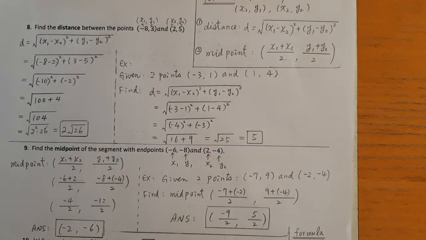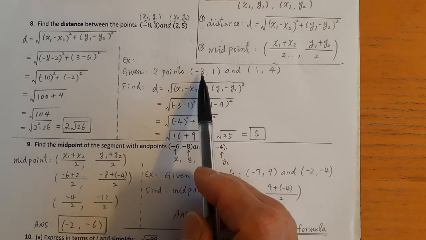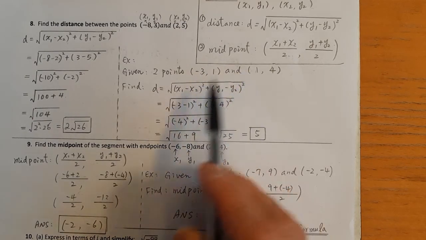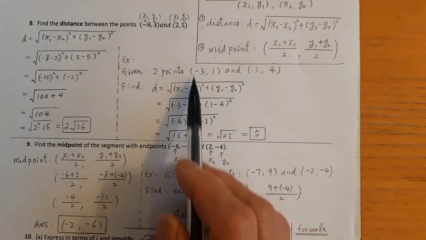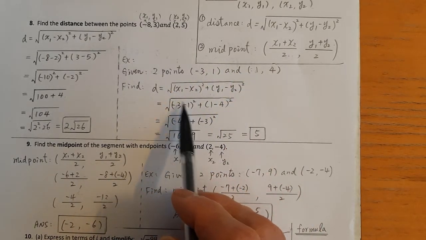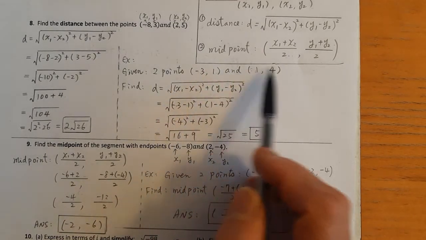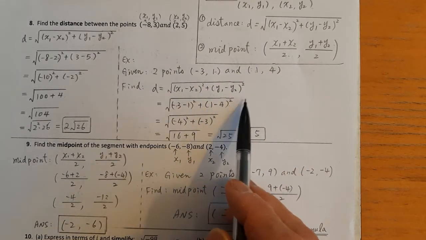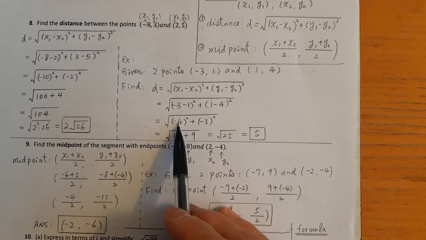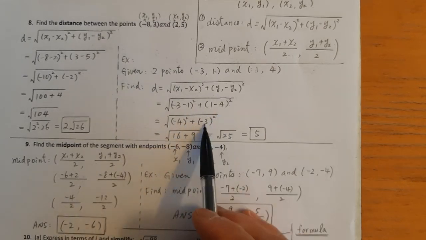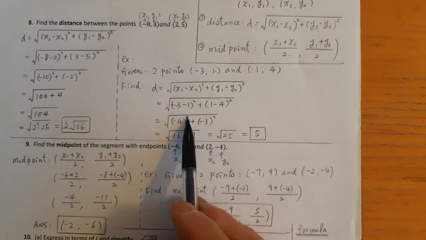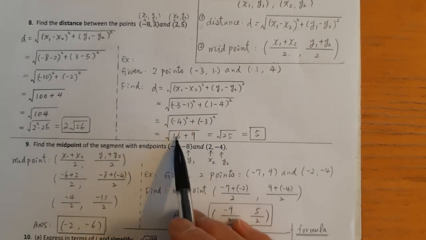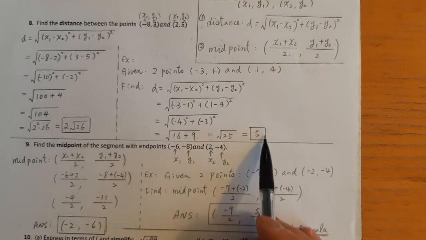Next example. Find the distance between the 2 points. X coordinate difference first. So it's negative 3 minus 1, squared, plus 1 minus 4, the y coordinate difference, squared. Negative 3 minus 1 is negative 4, squared, plus 1 minus 4 is negative 3, squared. Negative 4 squared is 16. Negative 3 squared is 9. Add together, 16 add 9 is 25. Take the square root, it's 5.